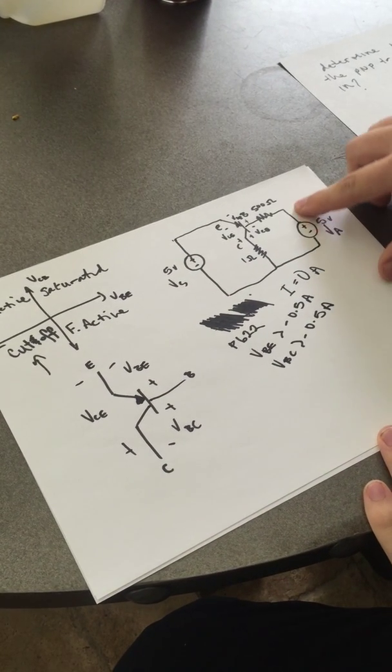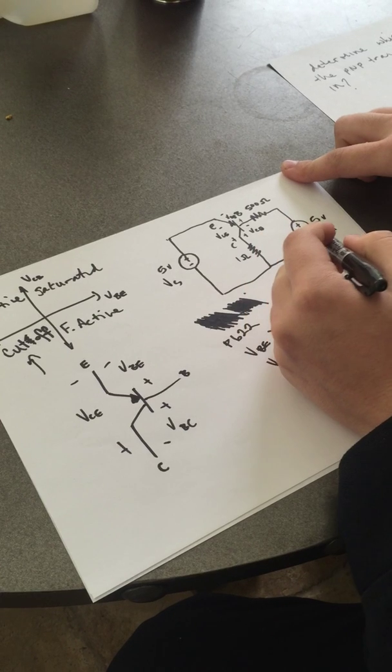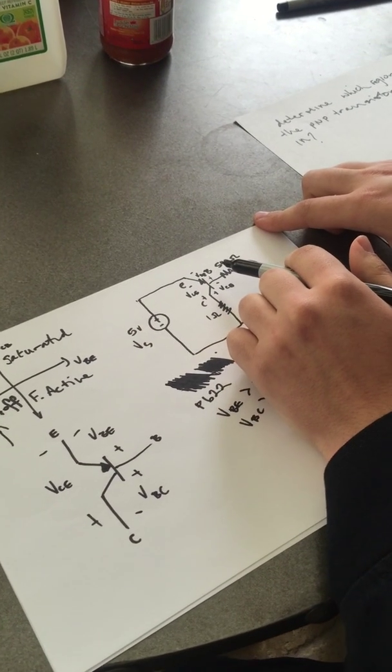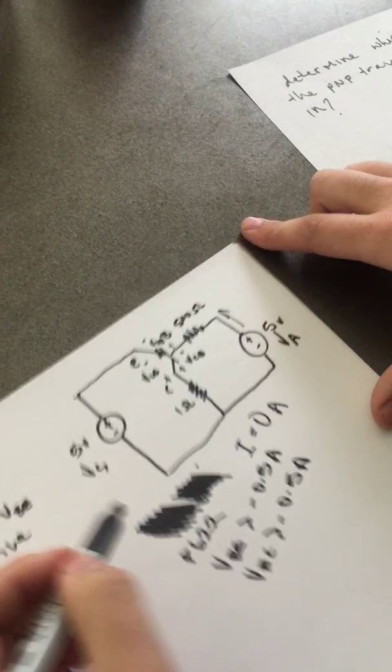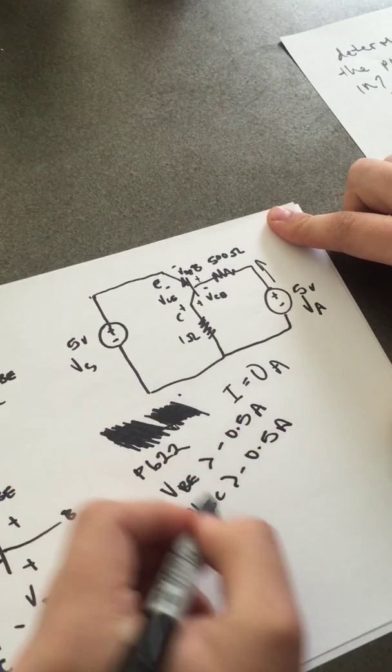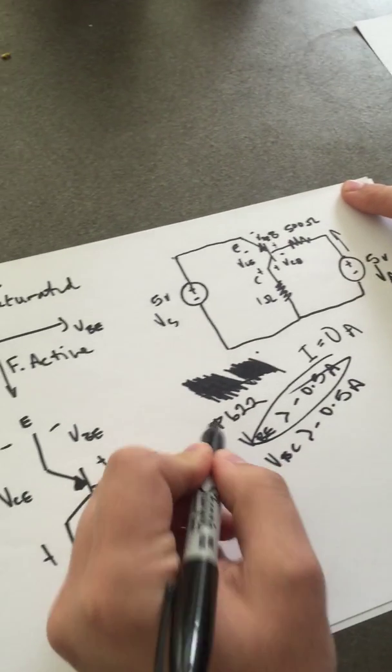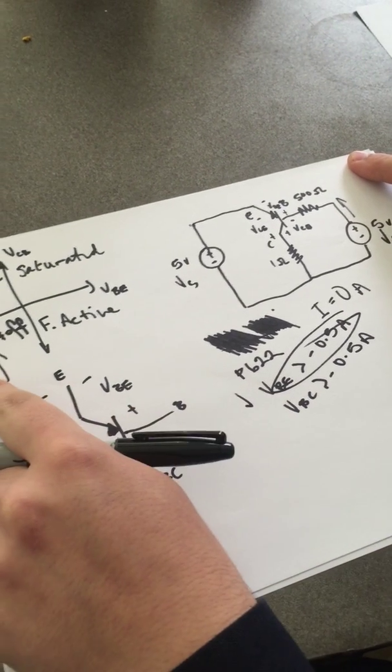Okay, so if we look at this circuit here, we have 5 volts coming in this direction through this 500 ohm resistor. So you're going to get greater than this number right here. So that satisfies one of the conditions for cutoff.